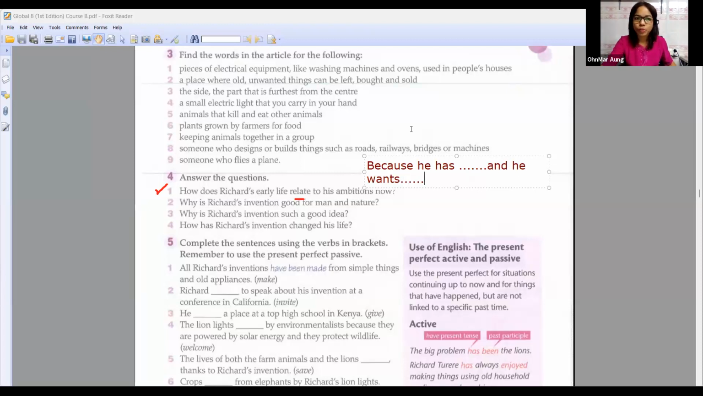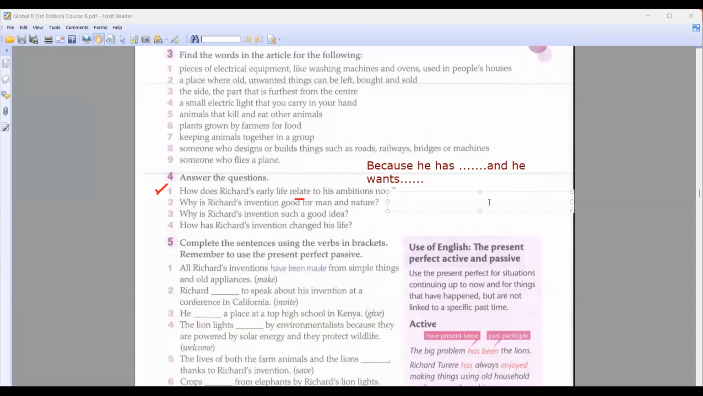Number two, why is Richard's ambition good for man and nature? Good for man and nature. Where do you see that information? Man means people, right? Yeah, so I wrote it on my wall. Of course, you need to use your own words, in a proper way.